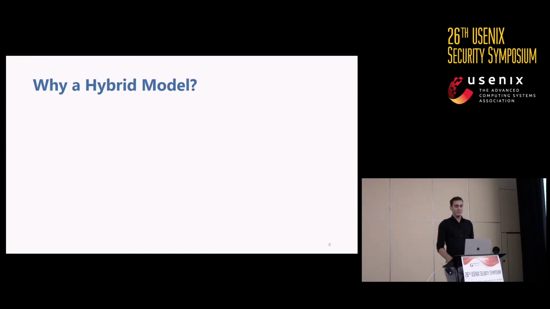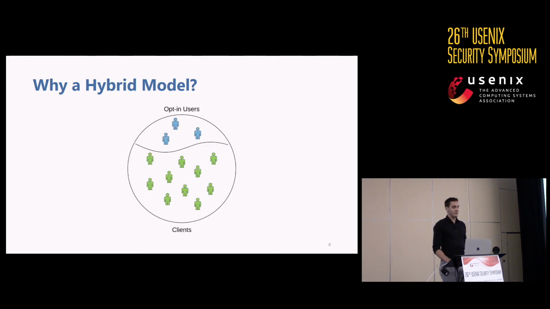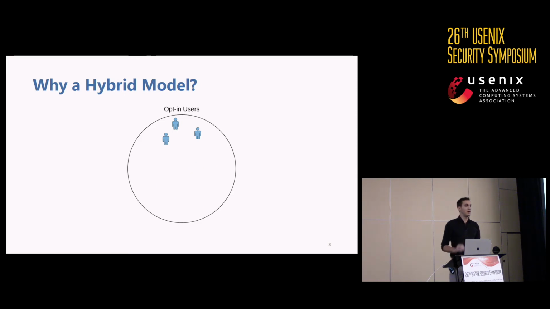So why do we want this hybrid model? Why not just use one of the other two models in differential privacy? Imagine we have a user base consisting of a large group of client users and a small number of opt-in users. What are our options for performing differentially private data analysis while still respecting each group's privacy preferences? Well, one option is we can just say we're going to go ahead and use the trusted curator model on these users' data, but that limits us to only using that small opt-in group of users.